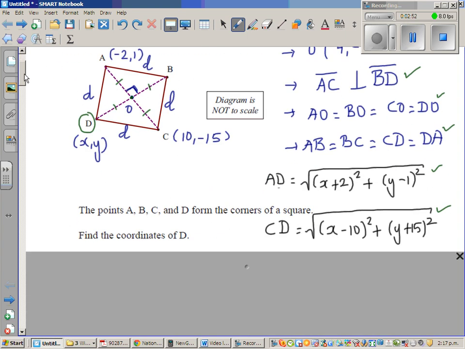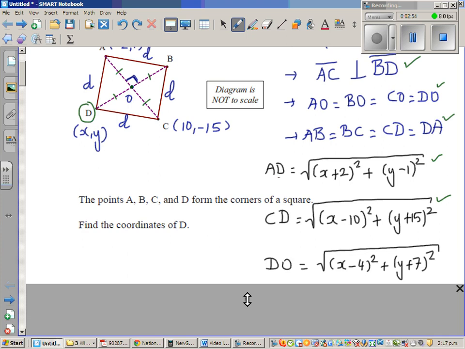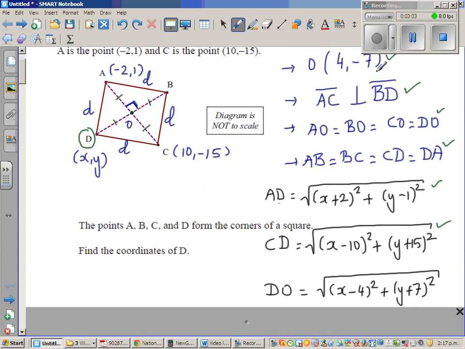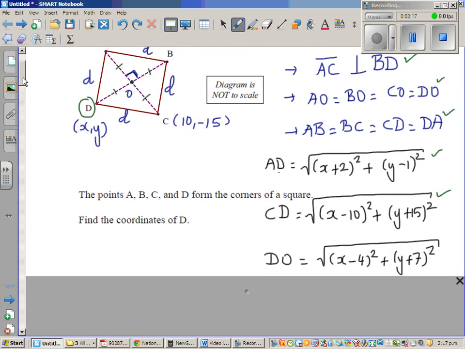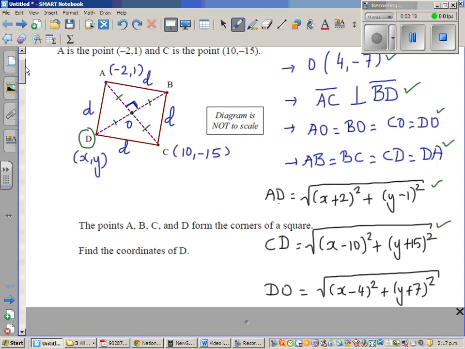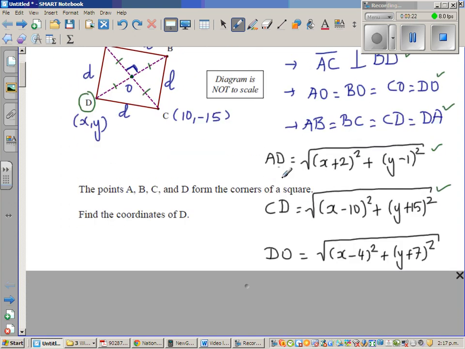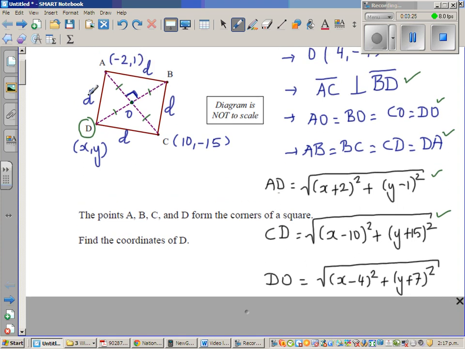So I'll go step by step, I'll work the example out. Now DO, in the same way, O has a coordinate of 4, comma, negative 7. So using the same principle of the distance formula, it is x minus 4 squared plus y, take away negative 7, which is y plus 7 squared. So this is something that you can do from the information that is given. So we know that AD is equal to CD. These two are equal, so you can equate these two.